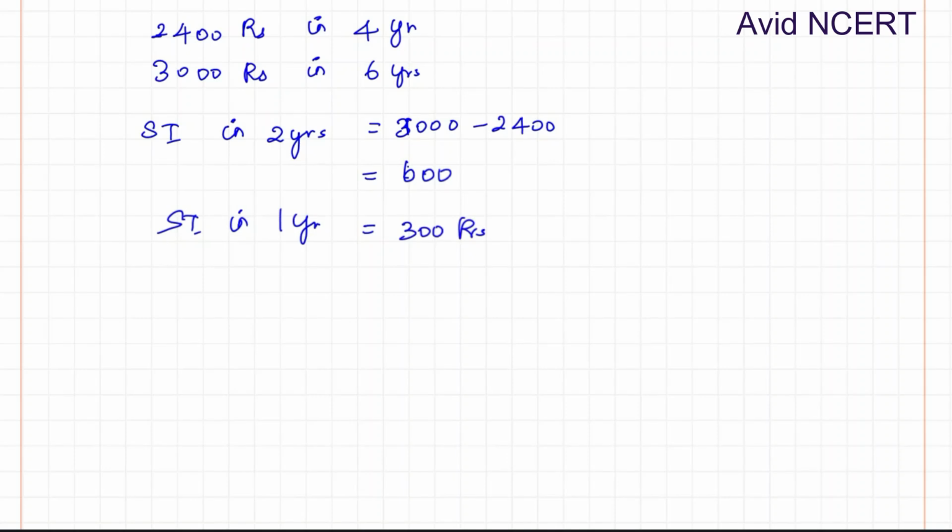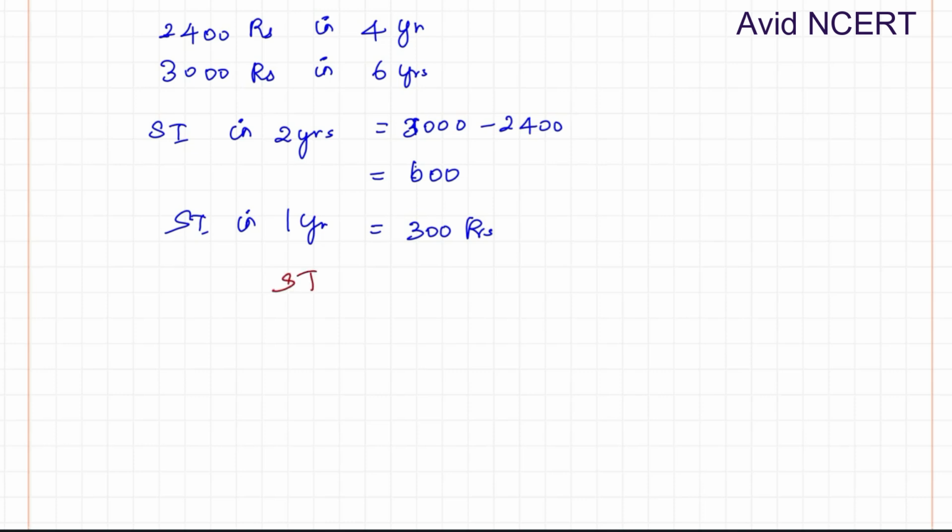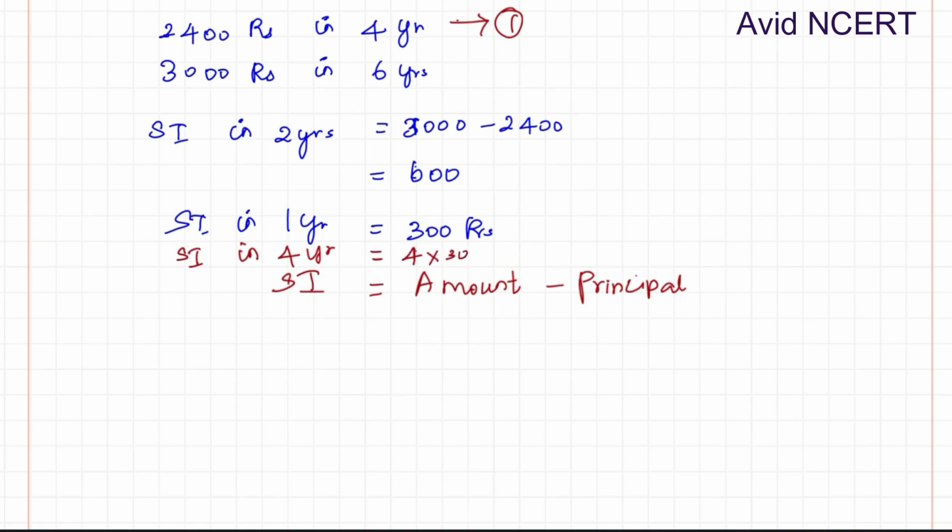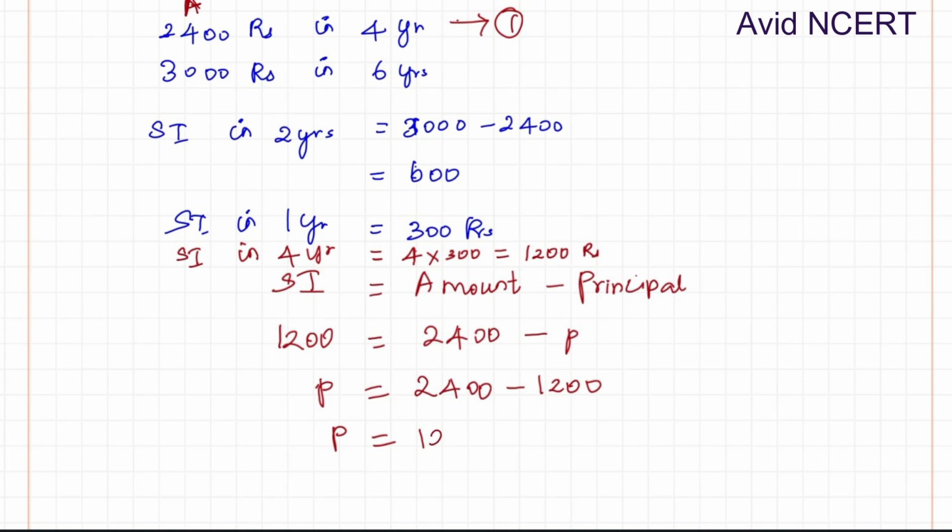So we have directly found this simple interest. Now we have to find the principal, using the formula simple interest equals amount minus principal. The time period given is 4 years, so I have to find the simple interest for 4 years. Simple interest for 1 year is 300, therefore for 4 years it equals 4 times 300, which is 1,200 rupees. The amount is 2,400, so 1,200 equals 2,400 minus principal. Rearranging, principal equals 2,400 minus 1,200, so the principal is 1,200.